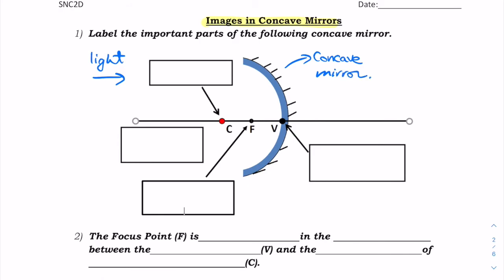Alright, so let's label a few important points. This red dot, that would be the center of curvature, and we saw that on the previous page. Next up, you'll see we have this horizontal line that passes through the center of curvature. Just to make it clear what I'm talking about, I'll highlight the horizontal line. And this horizontal line, we call it the principal axis.